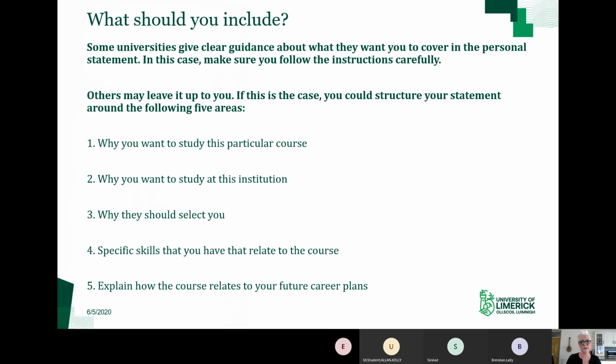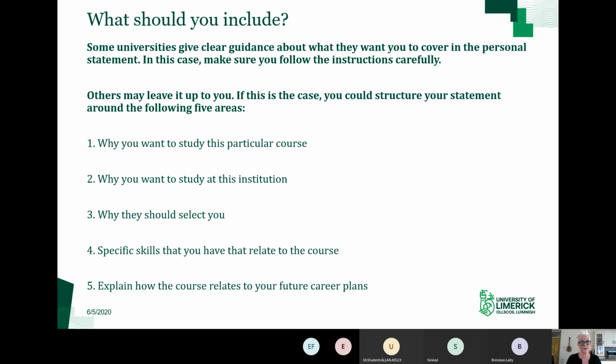Okay, so what should you include in your personal statement? Some universities, depending on where you're applying, will give very clear guidance on exactly what they want you to include. If that's the case, it makes it a lot easier for you because you're just following the instructions. So make sure you follow them carefully. Others may just say to you, please attach, or add in the following box, any other information. So they're not giving you as much guidance.